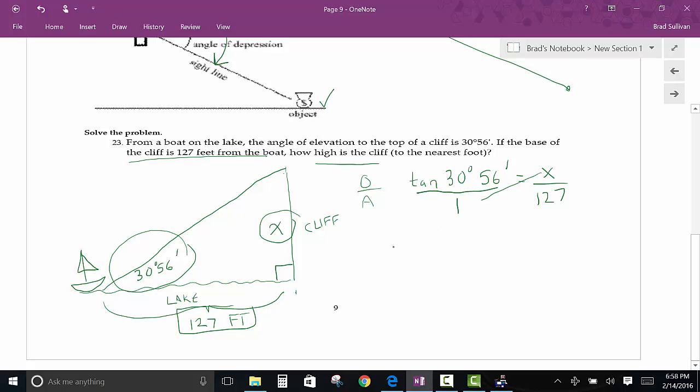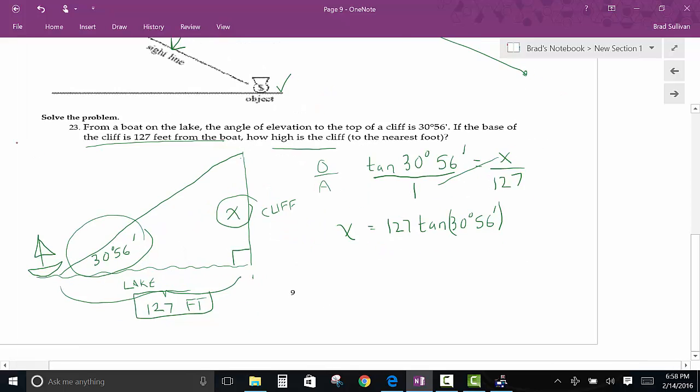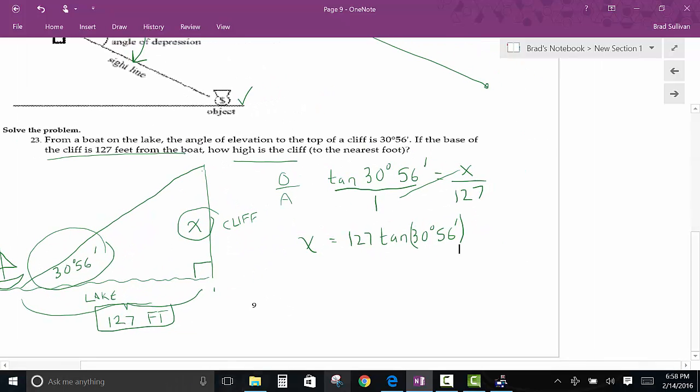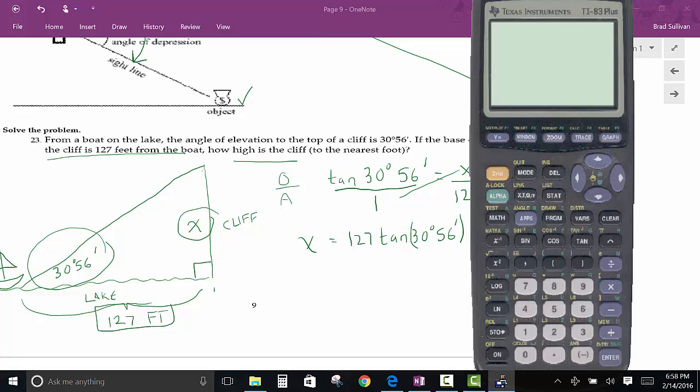So x times 1 is x. Then we're going to do 127 multiplied by the tangent of 30 degrees 56 minutes, like that. So let me pull up the calculator here so you can see this okay. And I'll show you how I put this in. When I put this in the calculator, I want to go 127. You also want to turn the calculator on first. Don't forget to do that. That's important. So we have 127 tangent.